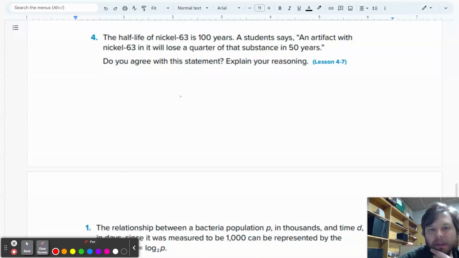The half-life of nickel-63 is 100 years. An artifact will lose a quarter of that substance in 50 years. Do I agree with that statement? I do not agree with that statement.